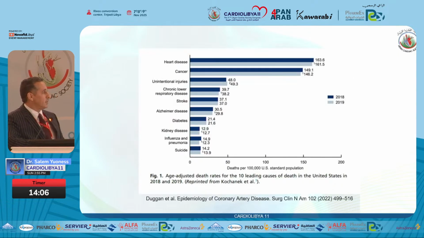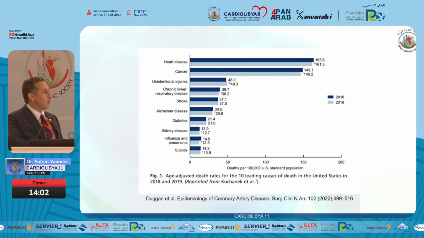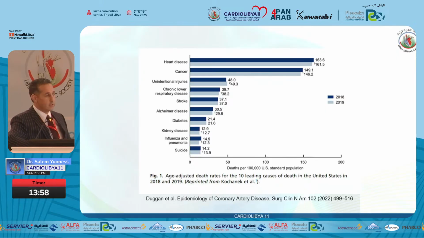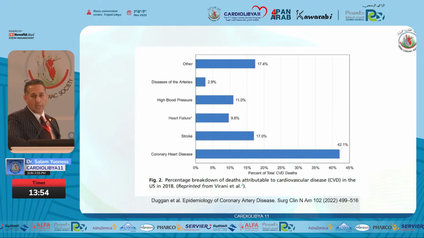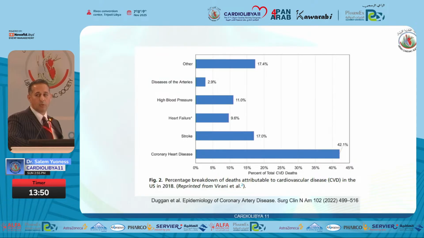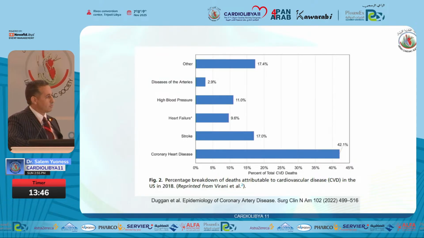As you can see, the incidence rate of heart disease in the US in 2018 and 2019 was the highest among all other causes. In those people with heart disease, coronary artery disease was 42%, almost half of the people, which is the leading cause of death in the US.